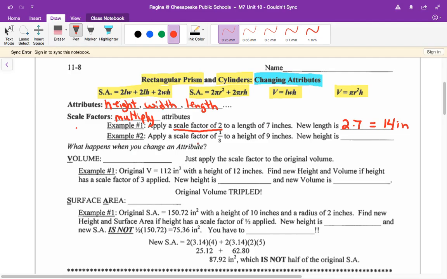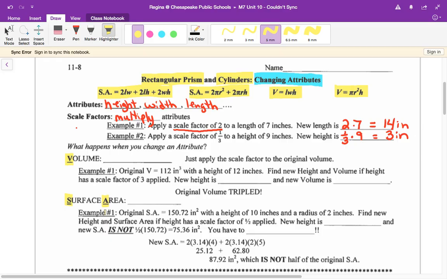All right, let's look at example 2. We have a scale factor of 1/3. So that means that we're actually multiplying 1/3 times 9, or basically you're saying, what is 9 divided into 3 pieces? You would have a new length of 3 inches. So that's basically what we're doing. They're going to ask you questions about what would happen if you changed an attribute. So let's take a look at the two things that we know how to do. We know how to find the volume, and we know how to find the surface area.